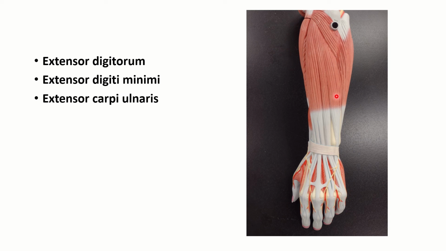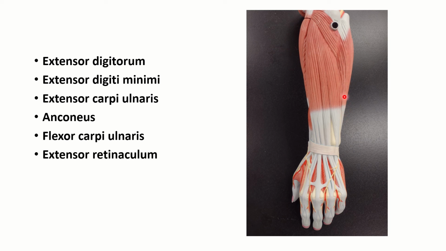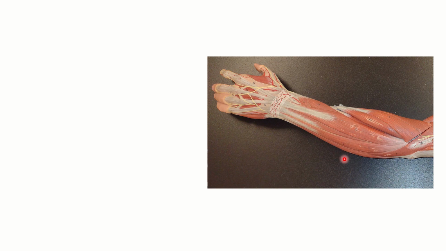Extensor carpi ulnaris, anconeus, flexor carpi ulnaris, and extensor retinaculum. Different model. So this is the brachioradialis. You can see part of it.